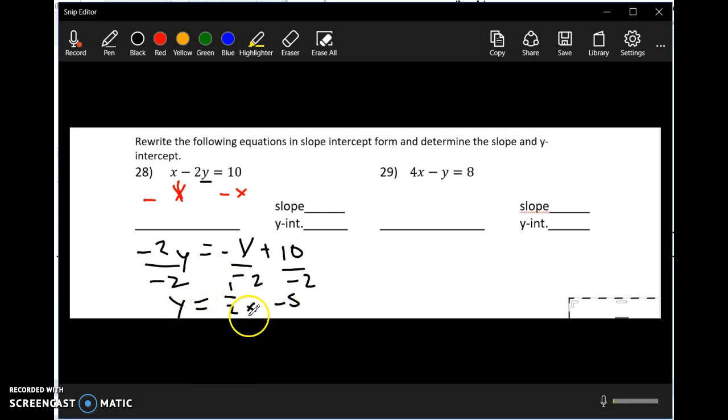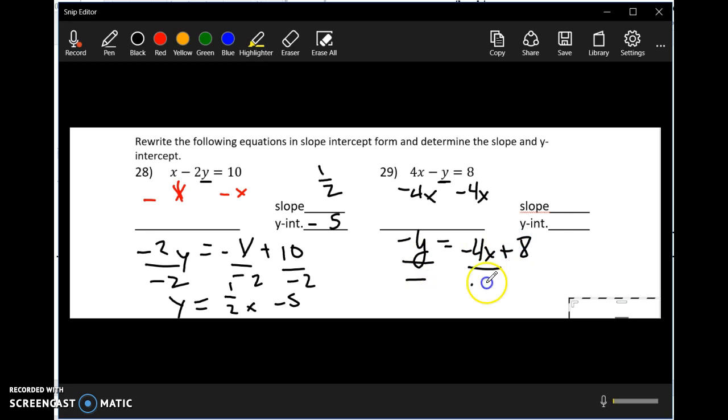So then I can find my slope. My slope is 1/2. And then I can find my y-intercept. My y-intercept is -5. Same thing here. What we're going to do is get y by itself. To do that, we're going to subtract 4x from both sides. I'm going to get -y is equal to -4x plus 8. Then I'm going to divide everything through by -1. I'm going to get y is equal to 4x minus 8, which gives me my slope to be 4 and my y-intercept to be -8.